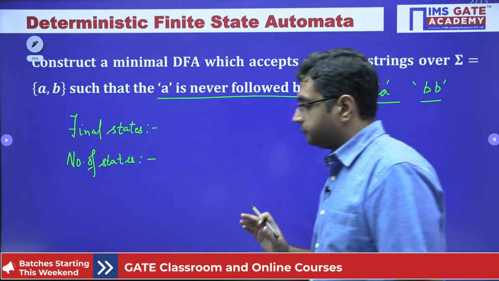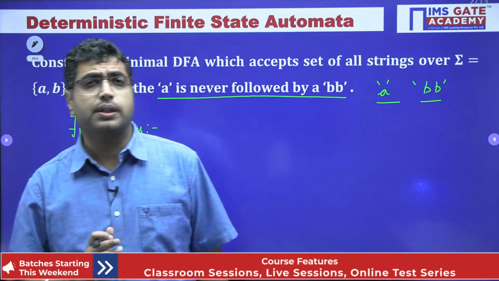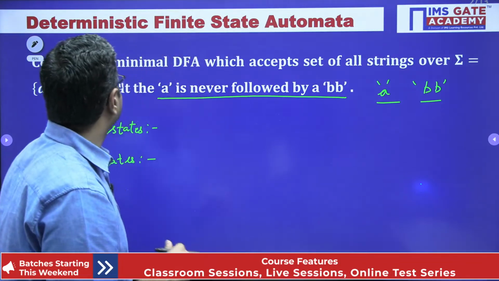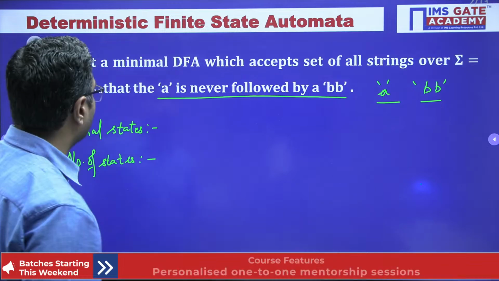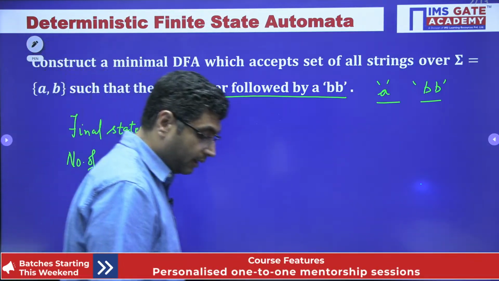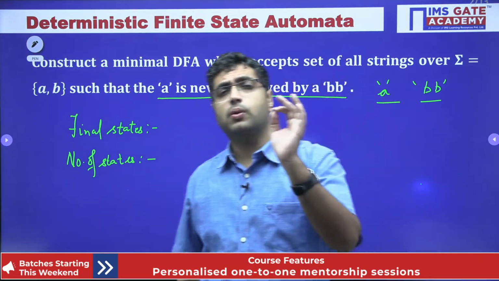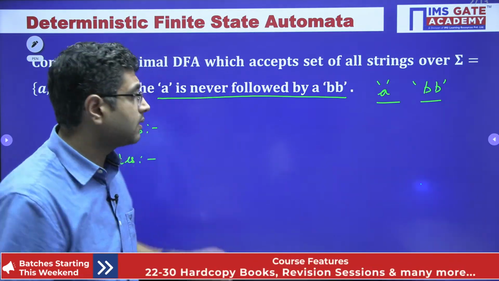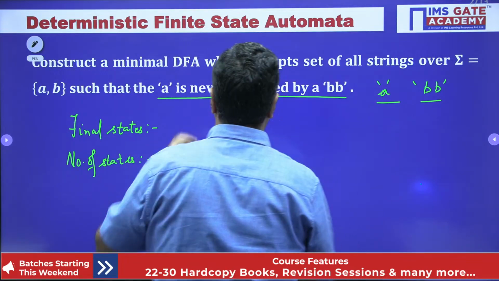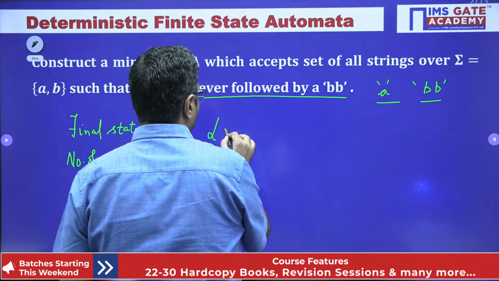So, let's see what this question is expecting us to do. It says construct a minimal DFA which accepts the set of all strings over sigma equals {a, b} such that a is never followed by bb. That is, after an a you should not find a bb. So what's the first step in general that we have discussed multiple times? That you should write down the language.